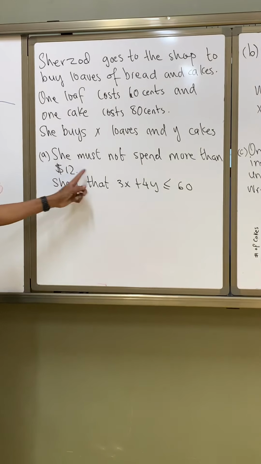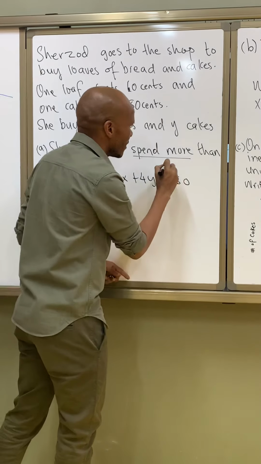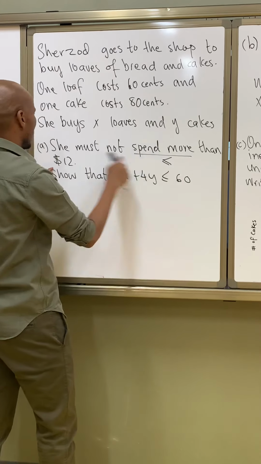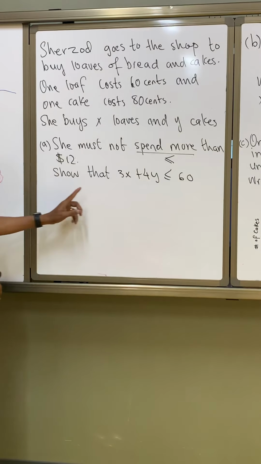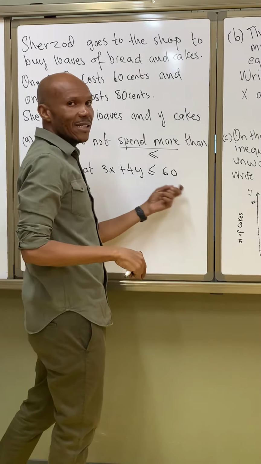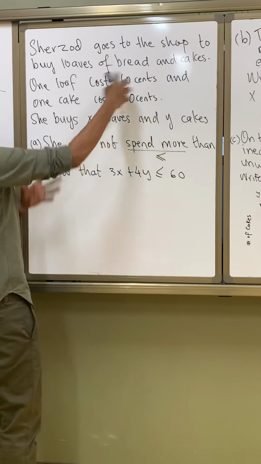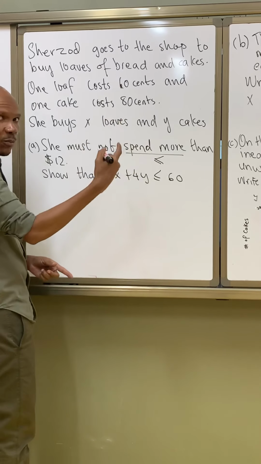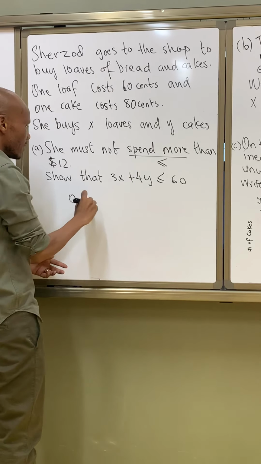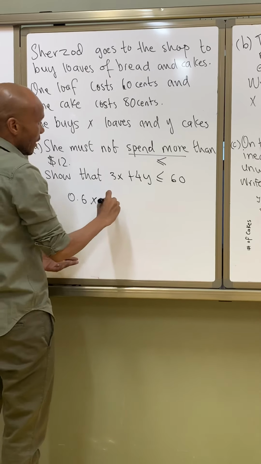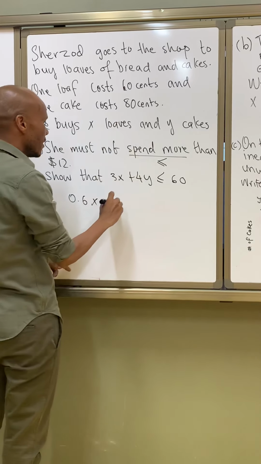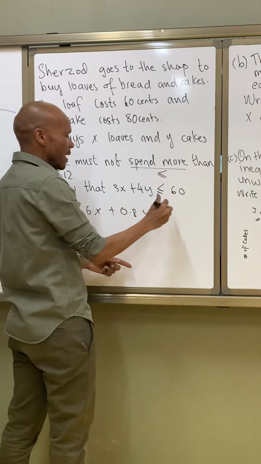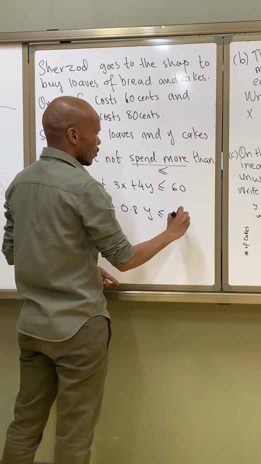Okay, so now she must not spend, whatever she has to spend has to be less than or equal to $12. Show that 3x plus 4y is less than or equal to 60. So let's put all this information together now. That will be 60 cents, which is 0.6 of a dollar, so I'll write 0.6x plus 80 cents, which is 0.8 of a dollar, y, and all that should be less than or equal to $12.